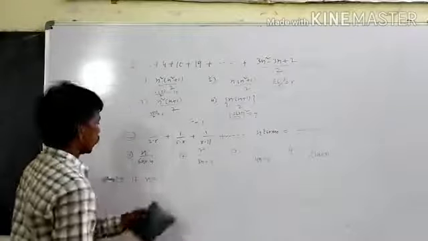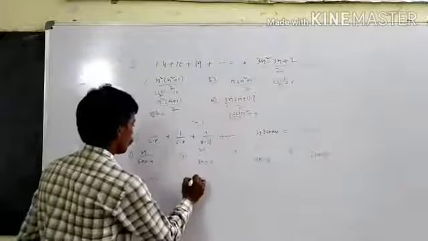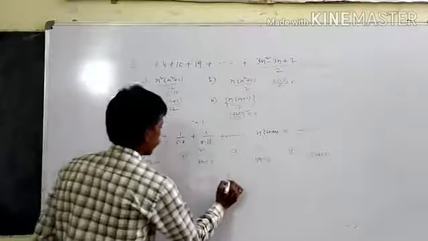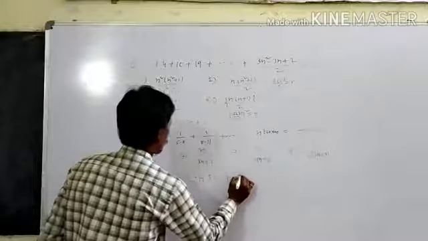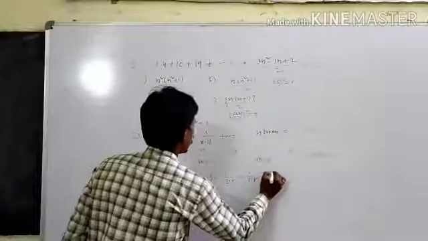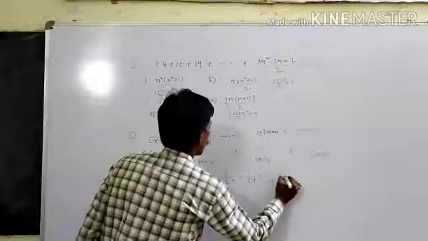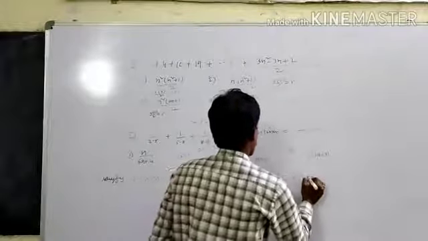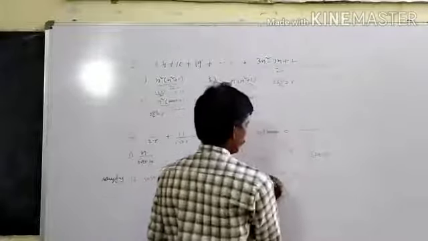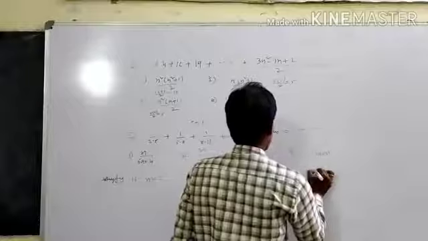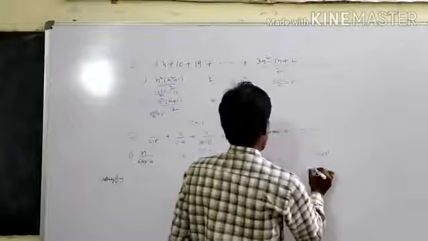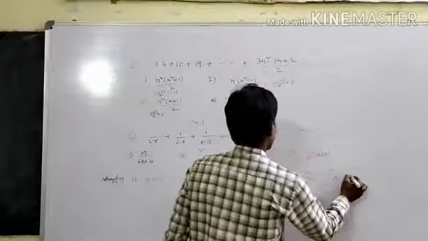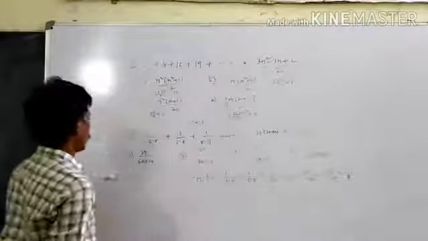LHS equal to 1 by 2 into 5, that is 1 by 10, plus 1 by 5 into 8, that is 1 by 40. LCM is 40, so 4 plus 1, that is 5 by 40, that is equal to 1 by 8. The value is 1 by 8.